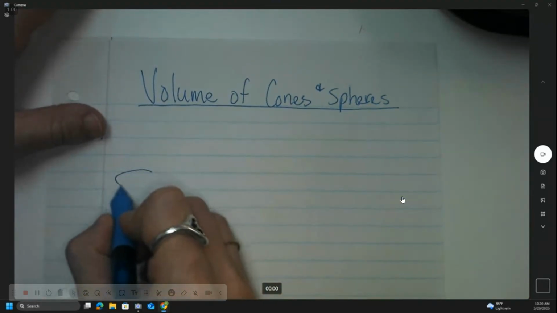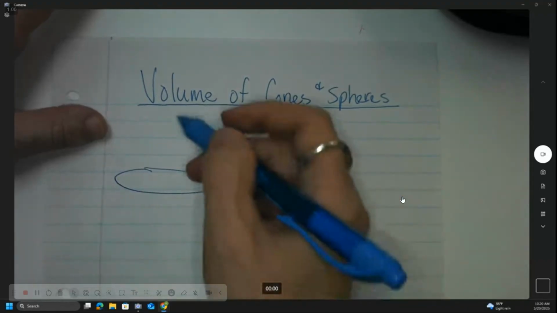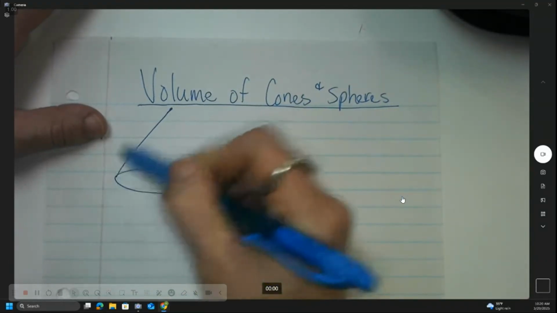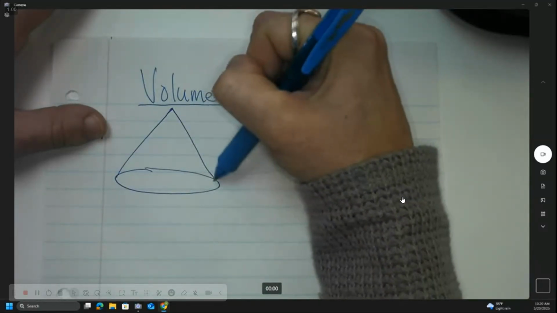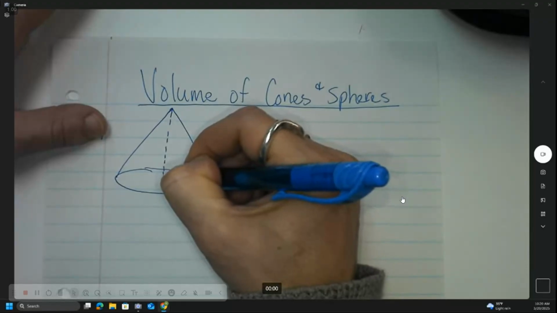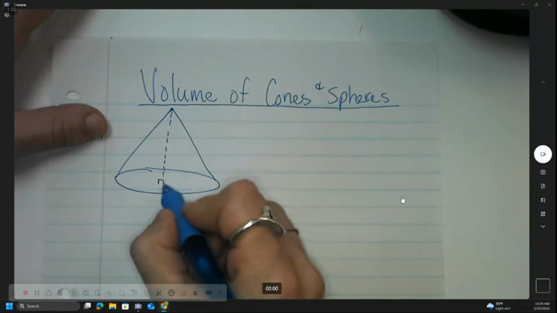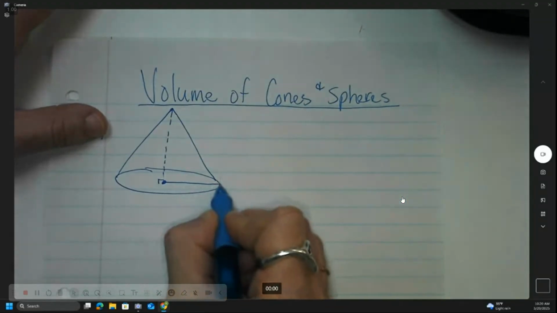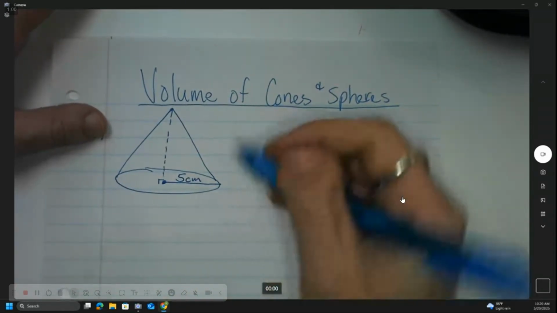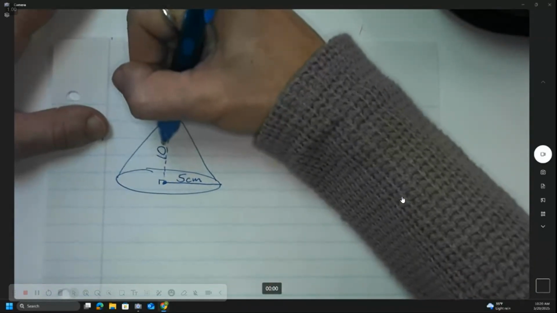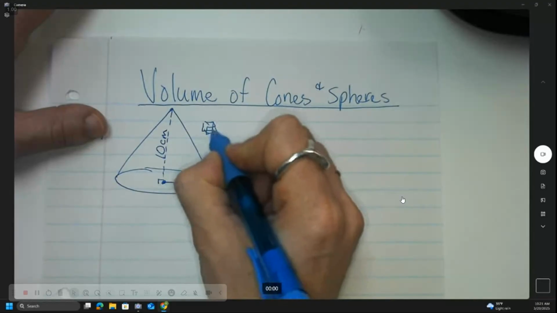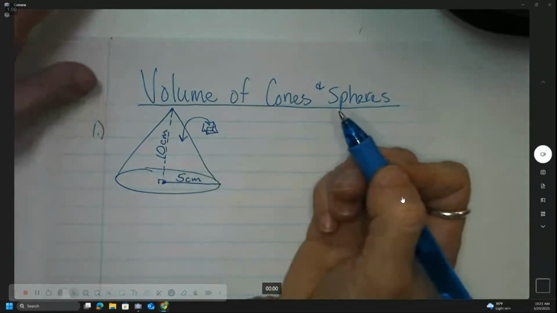I'm going to draw it upside down, so are you. We're going to do this, with a vertex. Here we go. The height is right there. We're going to have it with a radius of 5 centimeters, and the height is going to be 10 centimeters. Again, we want to know how many perfect cubes fit on the inside of that cone.